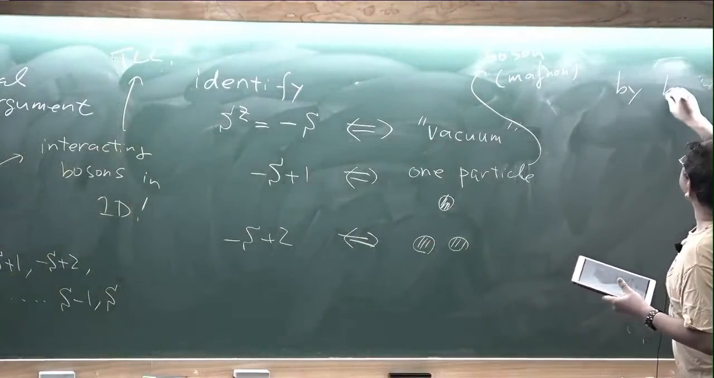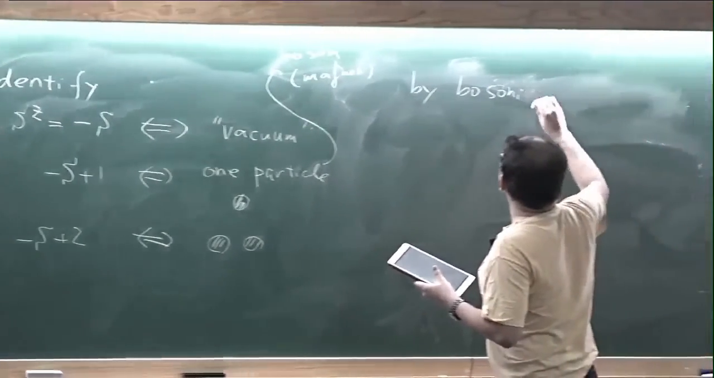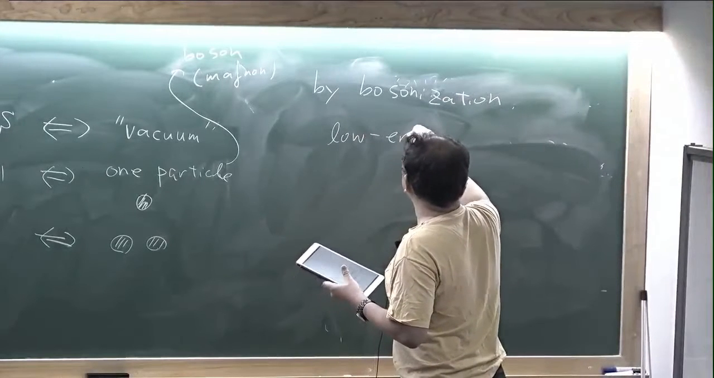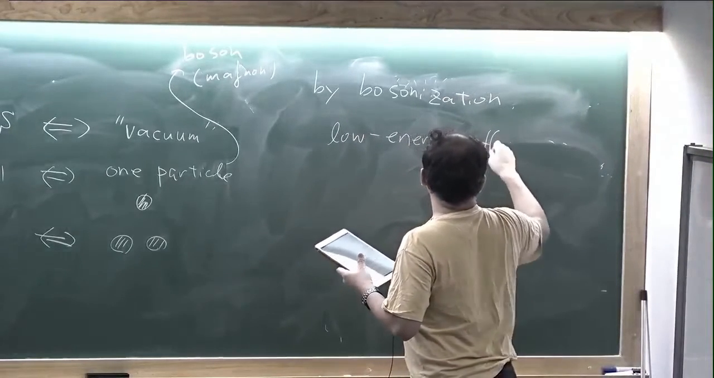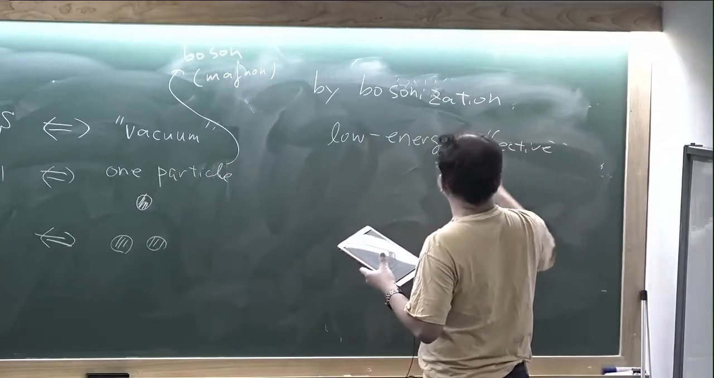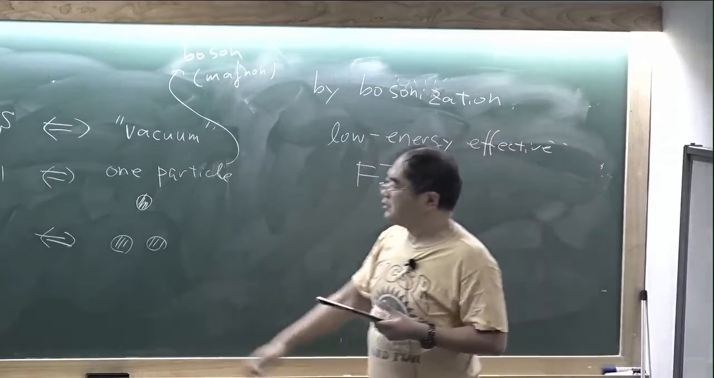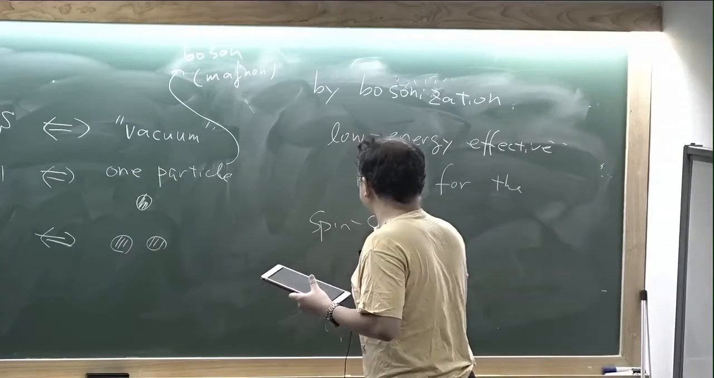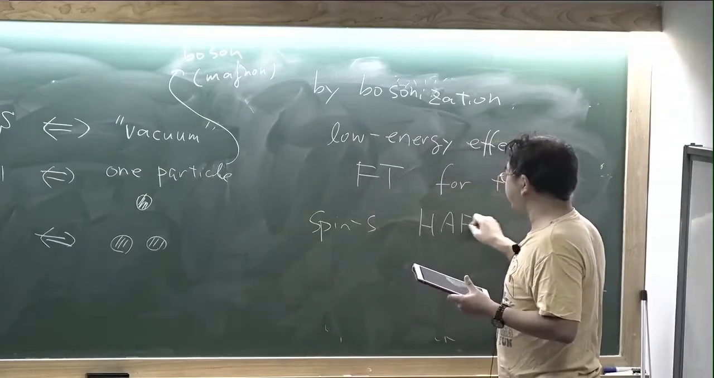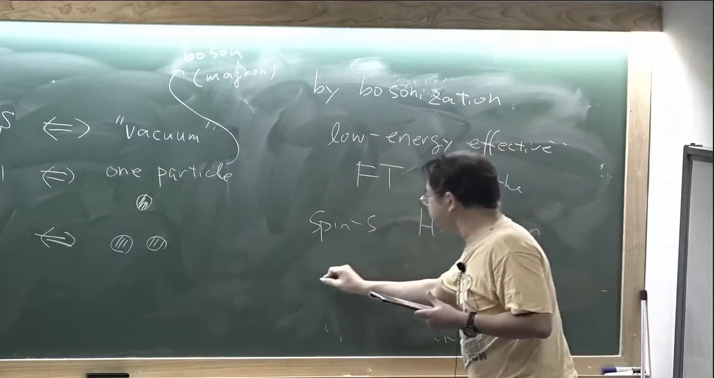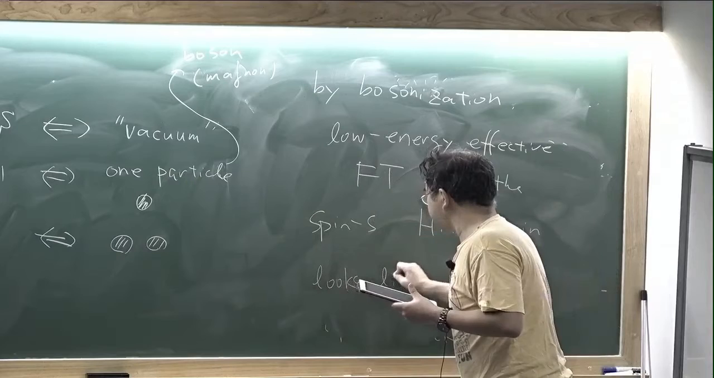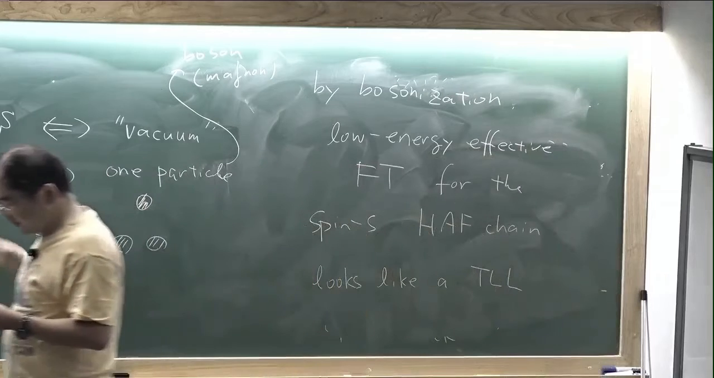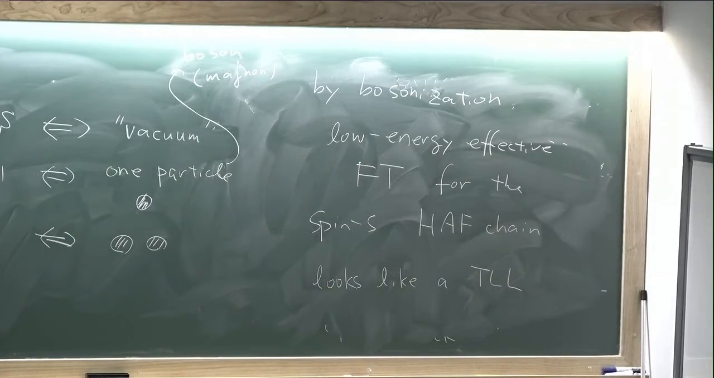By bosonization, the low energy field theory for the spin S Heisenberg antiferromagnetic chain looks like free boson or Tomonaga-Luttinger. And let me first assume this picture.